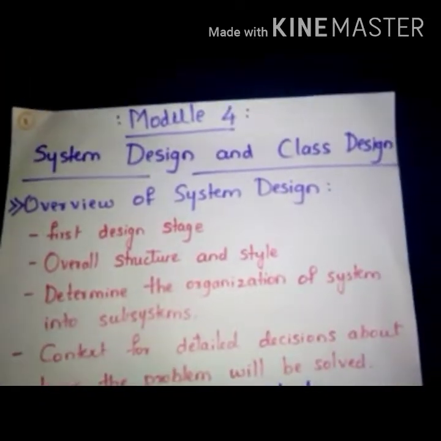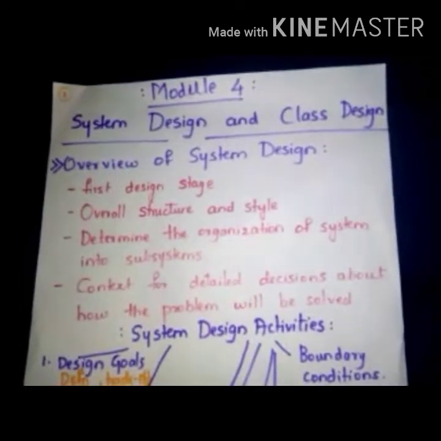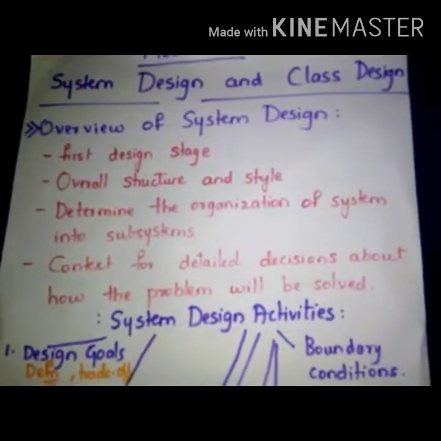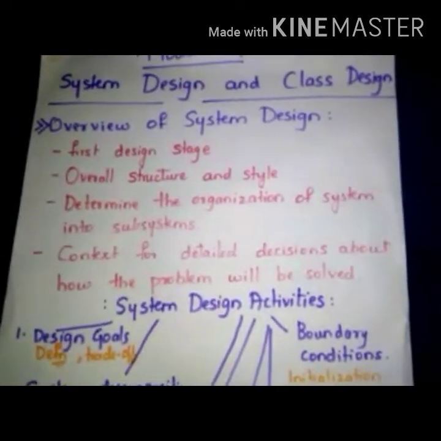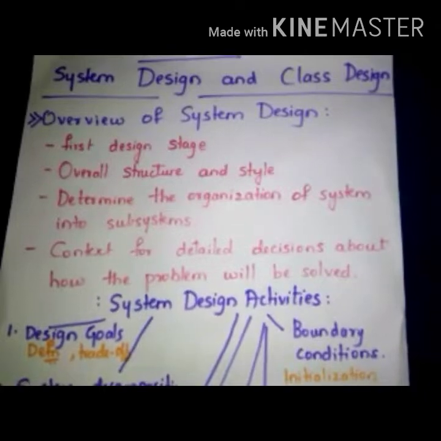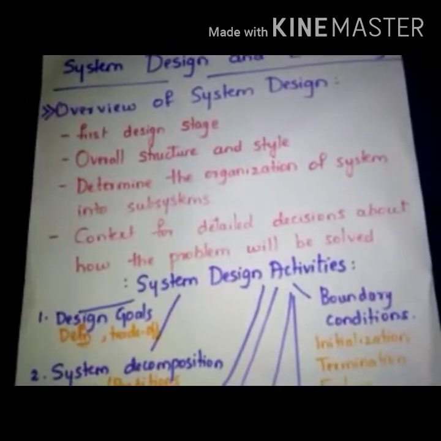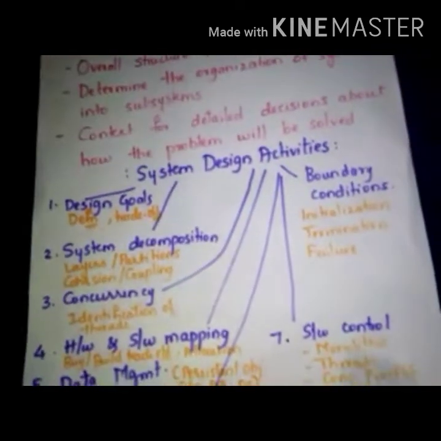Students will start with the fourth module, System Design and Class Design, which consists of the design stage, overall structure and style, determining the organization of the system into subsystems, and context for the detailed decisions about how the problem will be solved. Initially, we will look into the different design activities that are present in the system design phase.